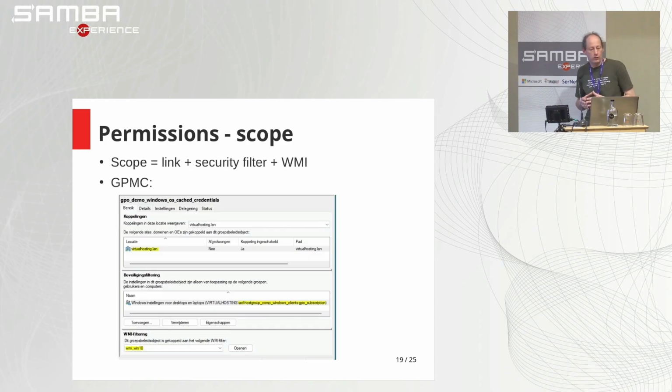Then we have the security filter. It's in the middle here. Sorry, I'm from the Netherlands, so I use a Dutch version of Windows. So you have the link, the security filter, and WMI, and that determines the scope. WMI, I don't know, it's probably not used that often. The link is usually set to the root object. So the security filter is the interesting bit. It's an AD group, and if you're a member of this AD group, then the policy gets applied to you.